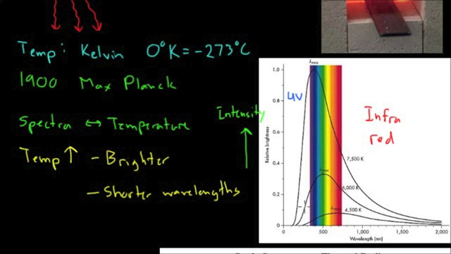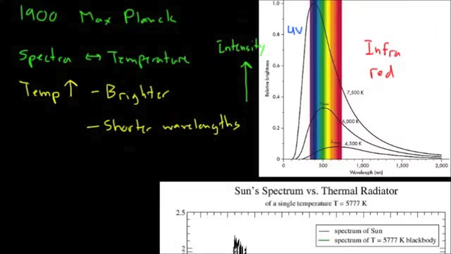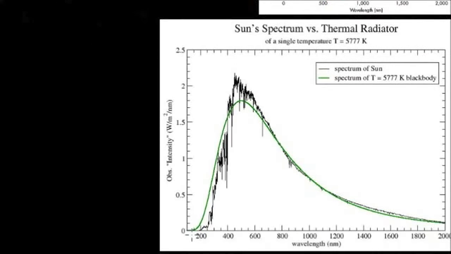So if we see the spectra of an object, and it is close to what a black body is, we can use these graphs to match up what the temperature of that object actually is. So if we look at an example, this is a picture of the spectra of the sun. So this jagged line is actually the spectrum of the sun, and this smooth line is the spectrum of a black body at 5,777 degrees Kelvin, which is about the temperature of the surface of the sun.